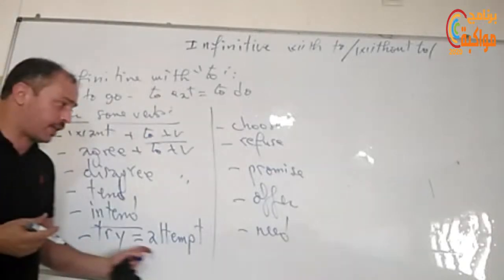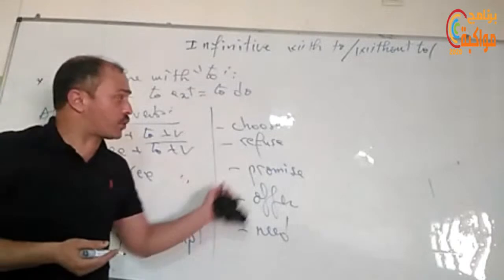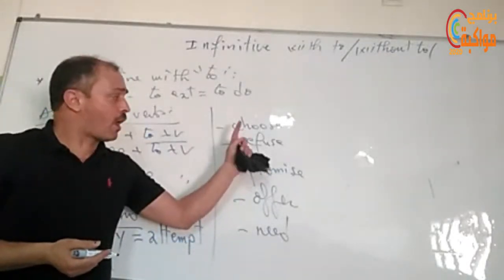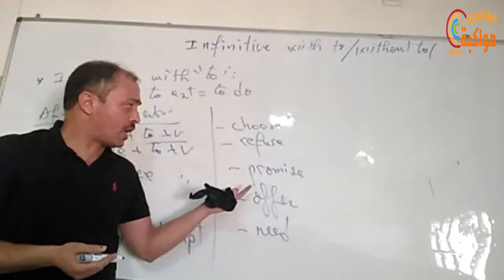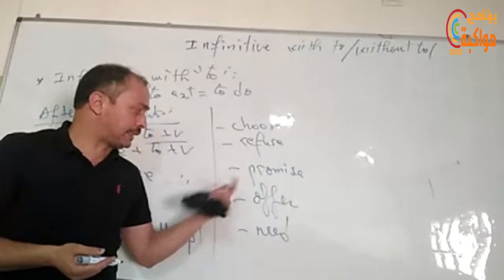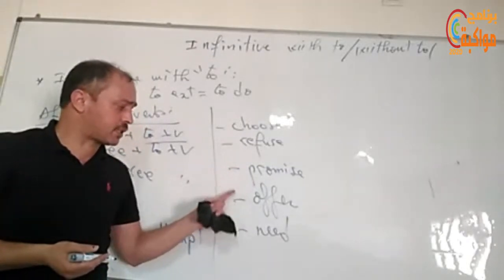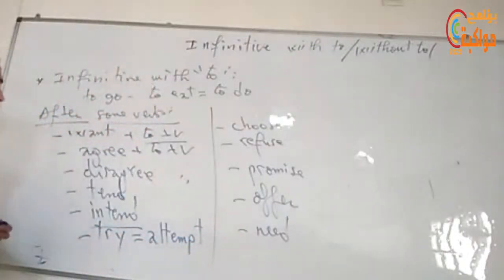And try, tempt, okay? All those are followed by to. And the same for choose. I choose, all right, to continue my study somewhere, okay? I refuse, right, to work there or here or whatever. The same story with promise, offer, and need. These verbs are followed with infinitive with to.